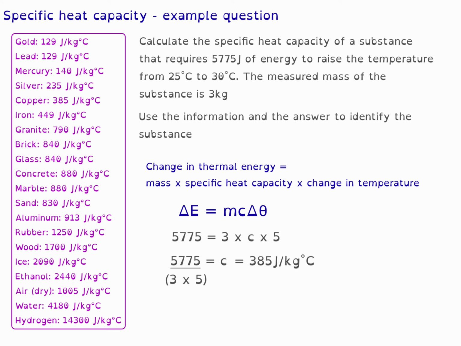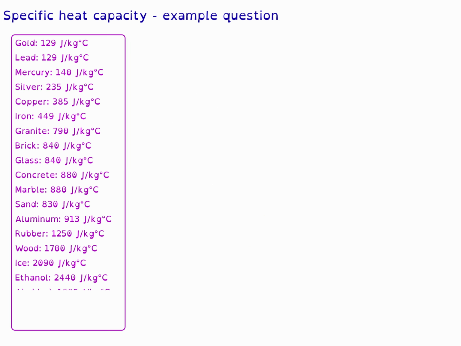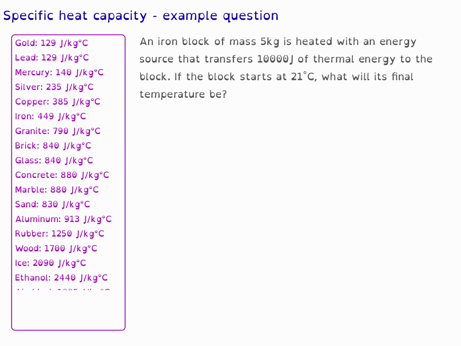We can then use that answer to compare with our data table, and we find that our substance must be copper, as the specific heat capacities are the same. An iron block of mass 5 kilograms is heated with an energy source that transfers 10,000 joules of thermal energy to the block. If the block starts at 21 degrees Celsius, what will its final temperature be?